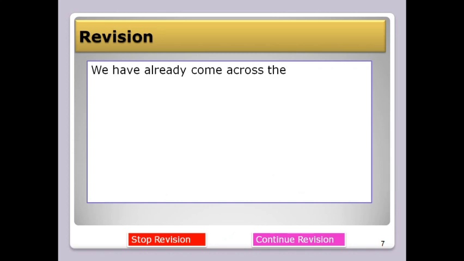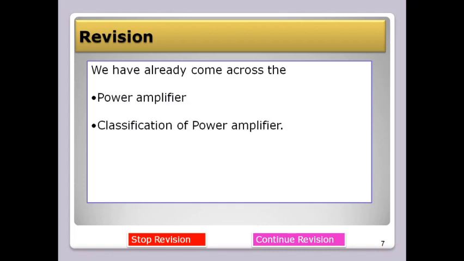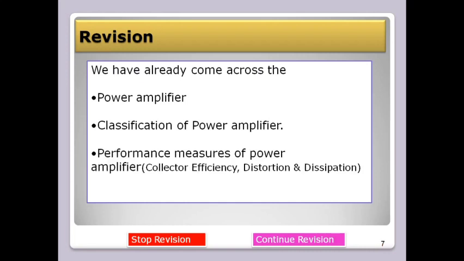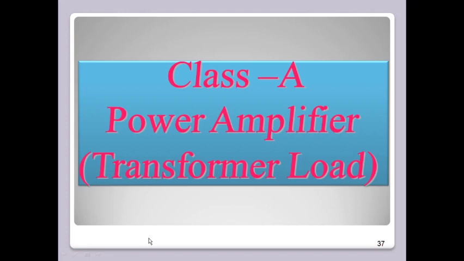We have already come across topics in the earlier classes: what is a power amplifier, the classification of power amplifiers, and the performance measures of power amplifiers like collector efficiency, distortion factor, and dissipation factors. In the last class we discussed the Class A amplifier with resistive load and its efficiency. Now we are going to discuss the Class A power amplifier with a transformer load.